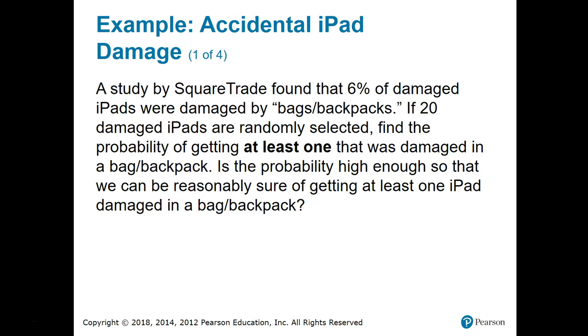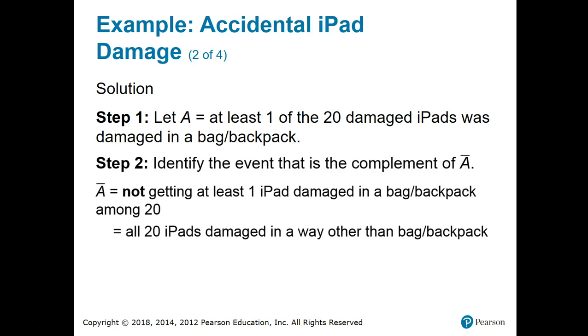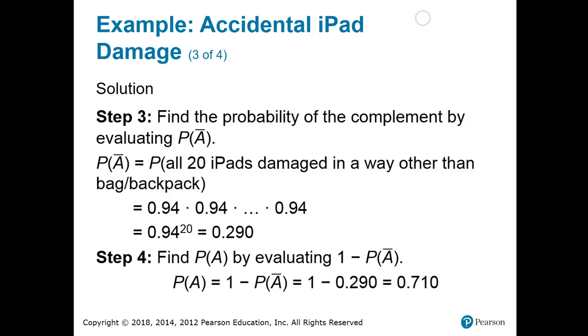Well, let's take a look. At least one of the 20 damaged iPads was damaged in a bag. Step 2: identify that the event is a complement, not getting at least one iPad damaged in the backpack. All 20 iPads damaged in a way other than bags or backpacks, like hammers or saws, chainsaws. Chainsaw backpacks. No. All right. Find the probability of the complement by evaluating P complement.